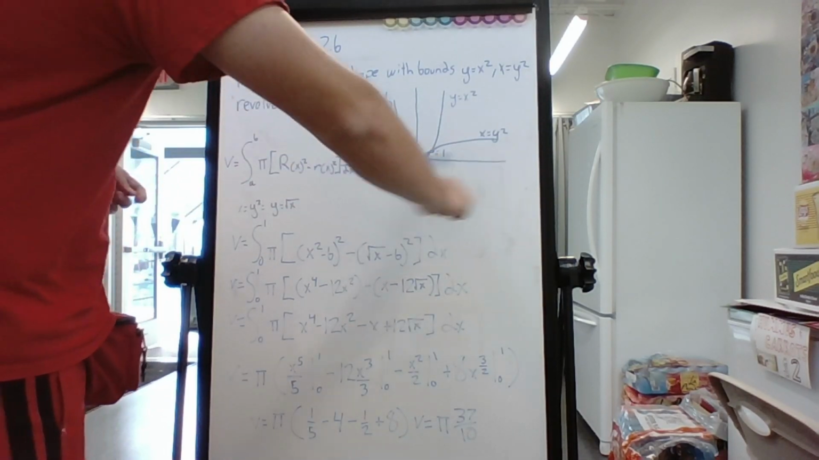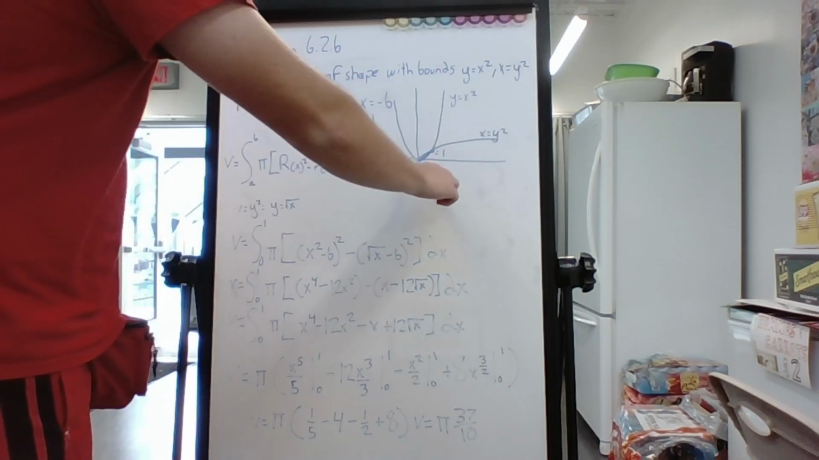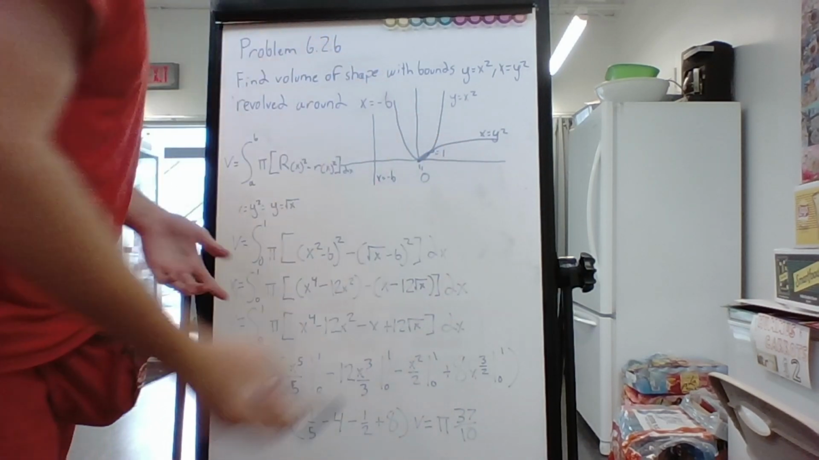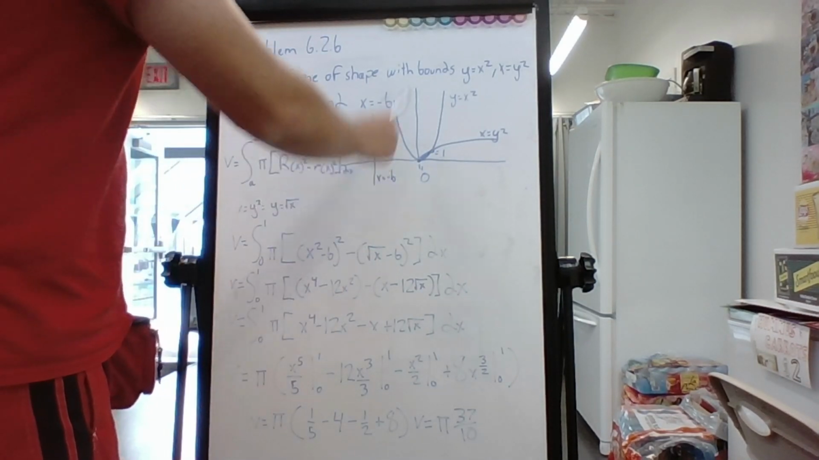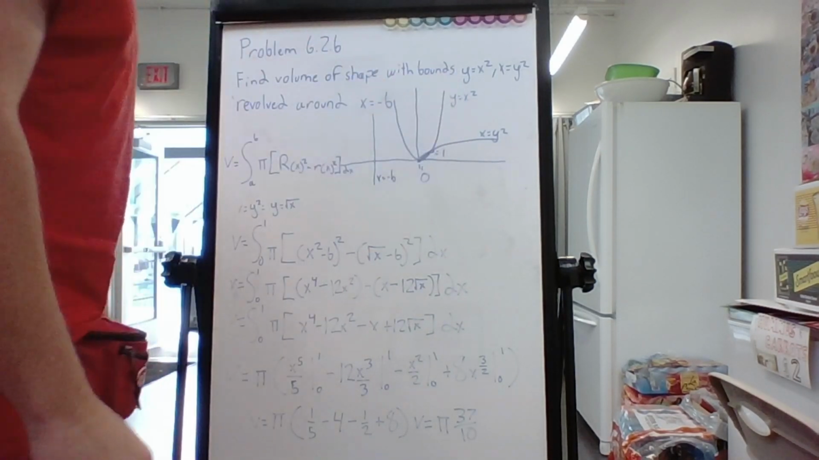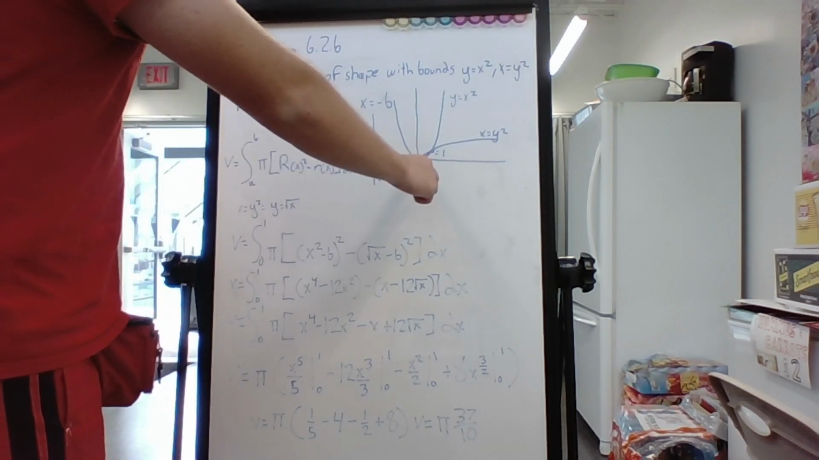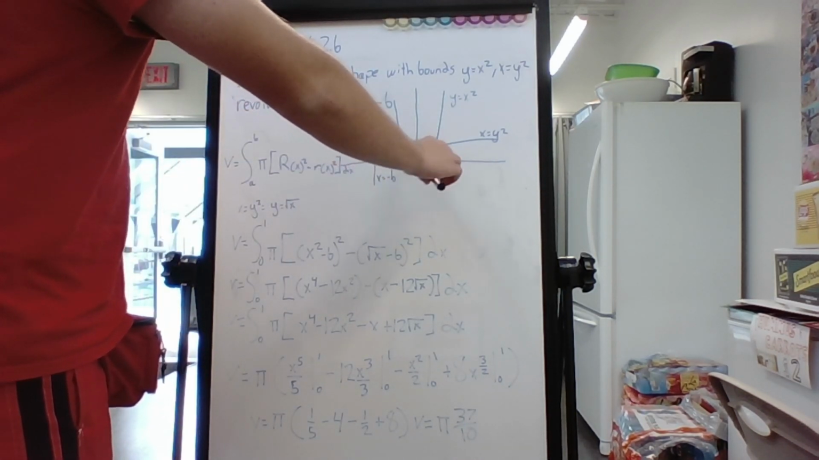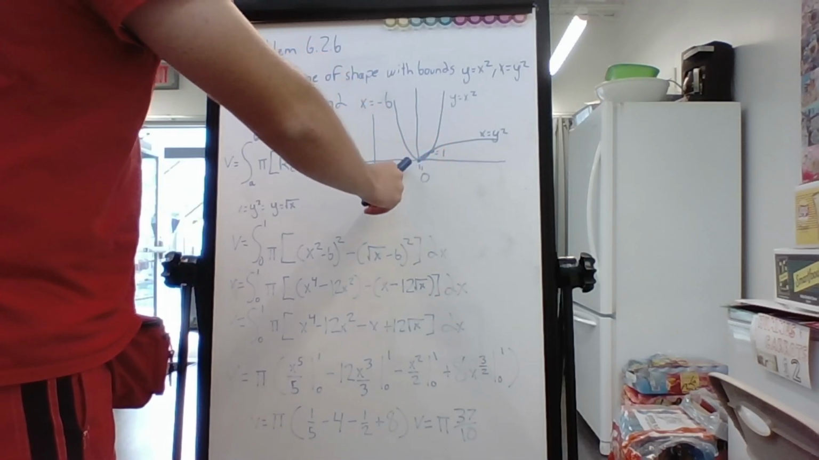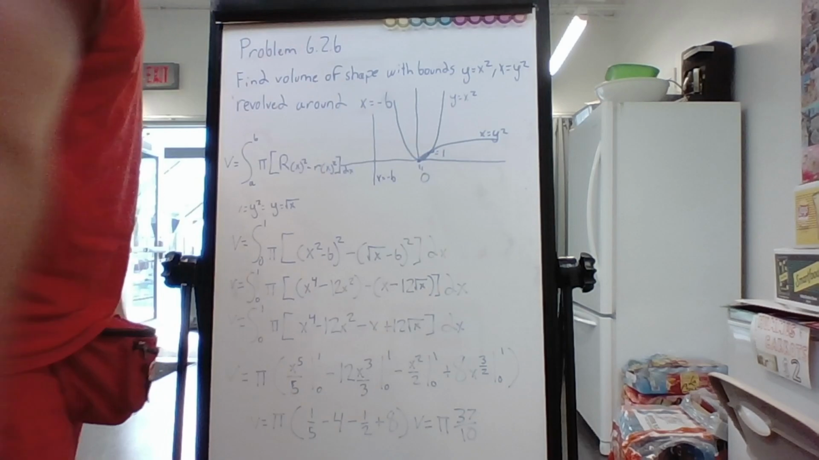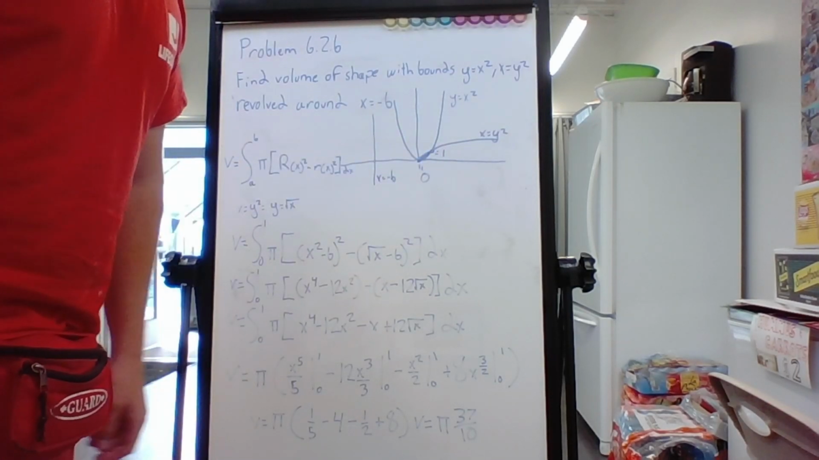So this is the little graph here. Here's x equals y squared, which is basically just y equals the square root of x. And then here's y equals x squared, a basic parabola. When you graph them, you can see that they intersect each other at (0, 0) and (1, 1). So that's our bounds for our definite integral.